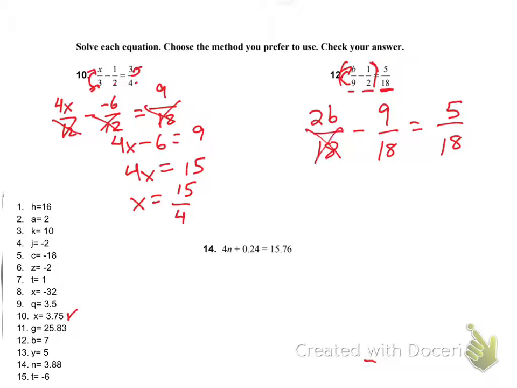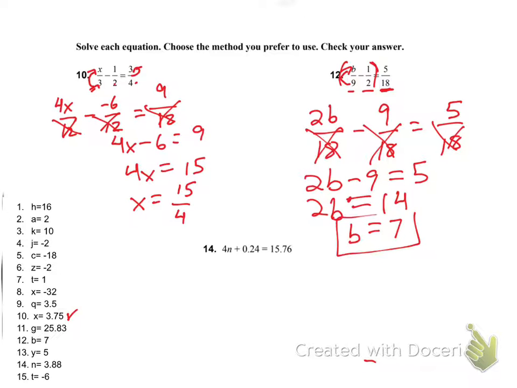So these all cancel out. What I'm left with is 2b minus 9 is equal to 5. I'm going to add 9 to each side. And that's going to give me 14. So b should equal 7. Check our answer, and we're good to go.